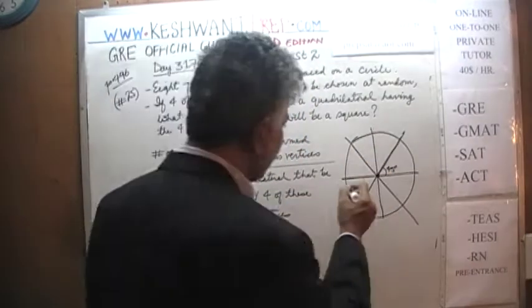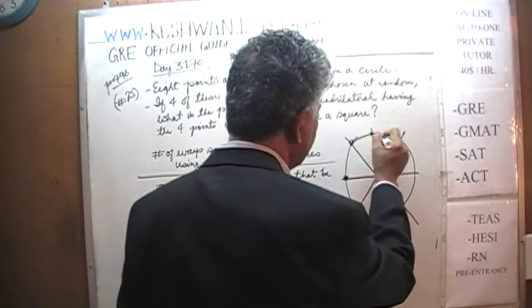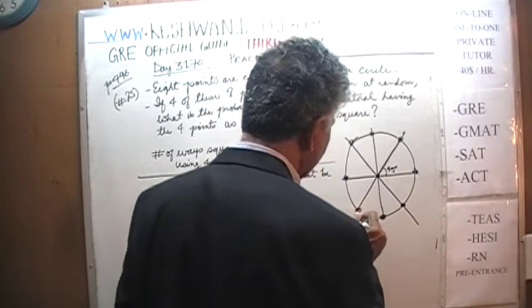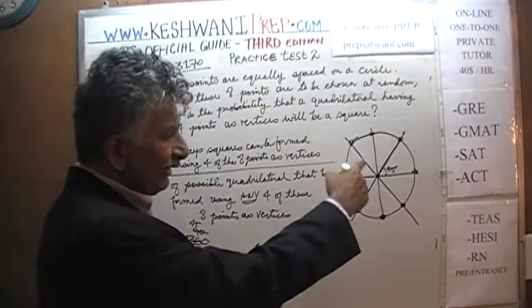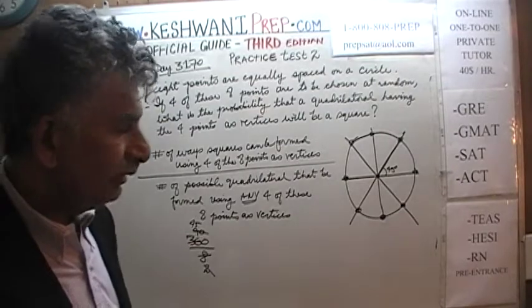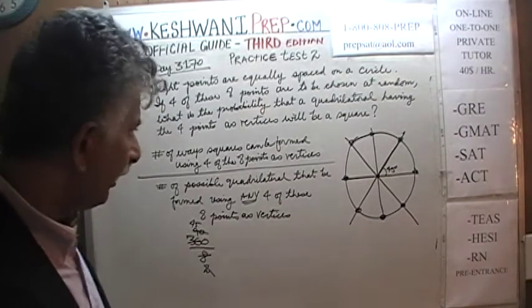And these 8 points that we see here, 1, 2, 3, 4, 5, 6, 7, and 8, they are all equally spaced because every single angle here is a 45 degree angle. Do you understand? Even though I don't label it, they are all 45 degree angles. So we have our 8 points.